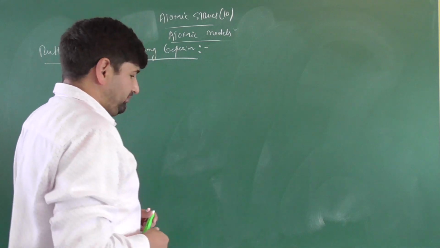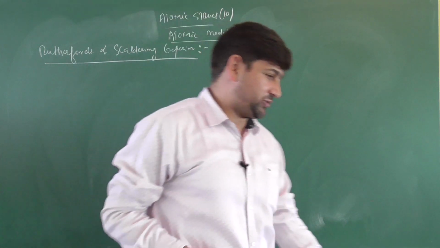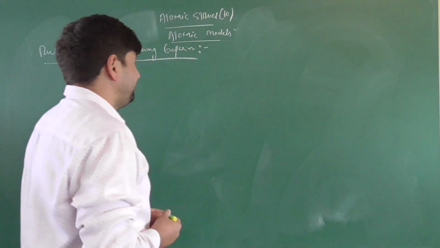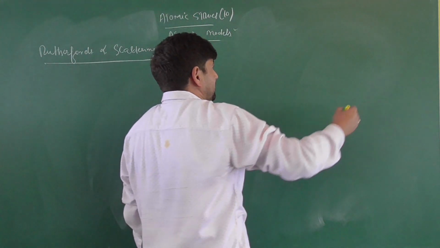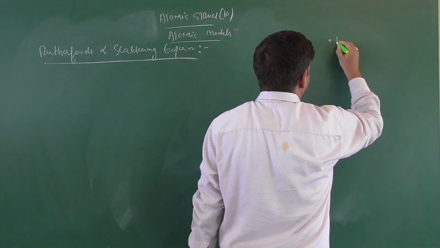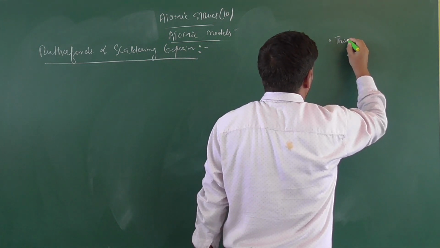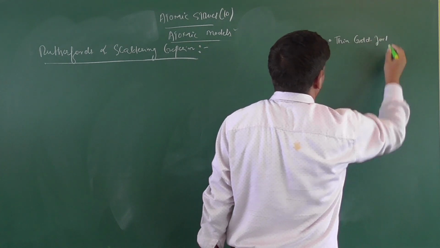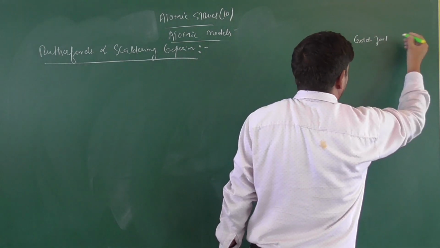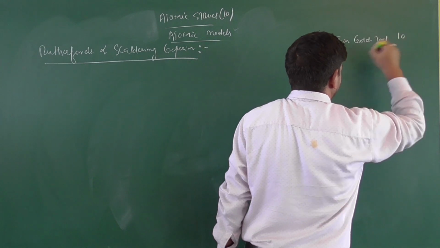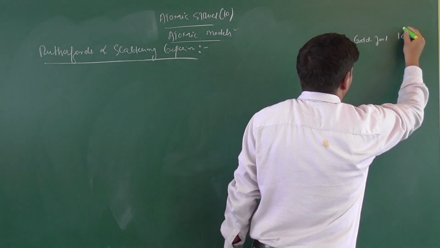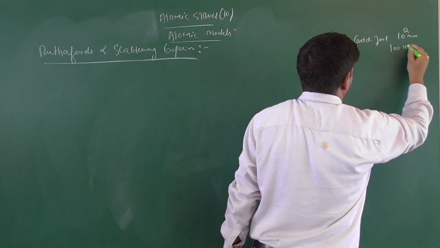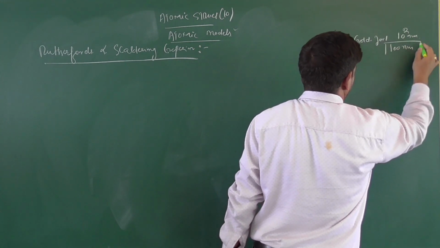Now let me tell you the prerequisites that Rutherford used in his model. First of all, he took a thin gold foil of the order of 10 to the power 2 nanometers. That's a thickness of 100 nanometers. Number one.